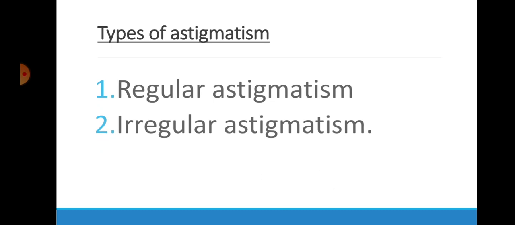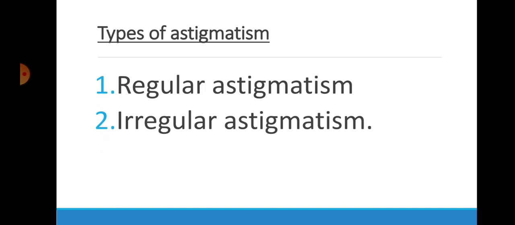Okay, so types of astigmatism. Astigmatism has two types: regular astigmatism and irregular astigmatism. Regular astigmatism is said to be regular if the refractive power changes regularly in the eye in two meridians at right angles to each other. Irregular astigmatism is that type of astigmatism where different power is distributed in the two meridians. Regular astigmatism has three types: with the rule astigmatism, against the rule astigmatism, and oblique astigmatism.